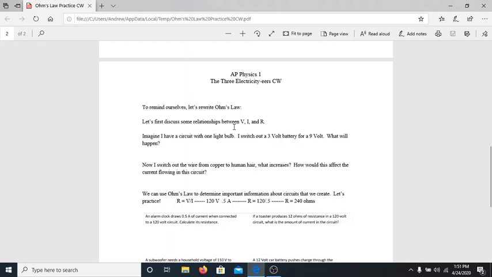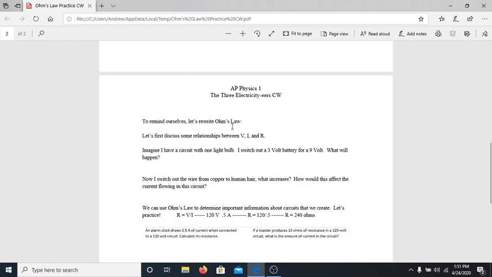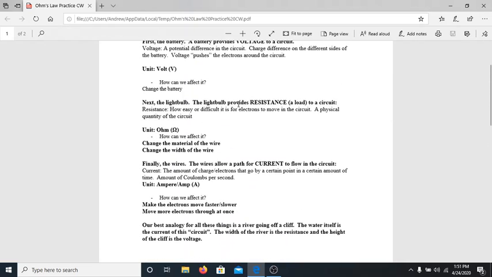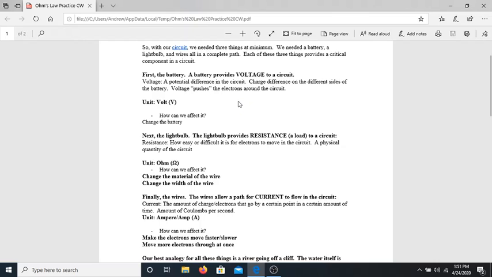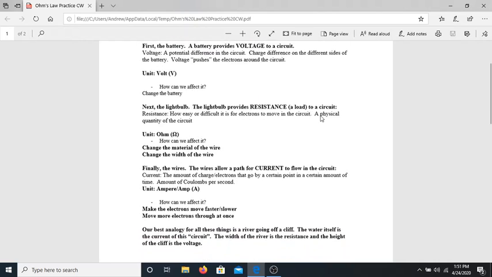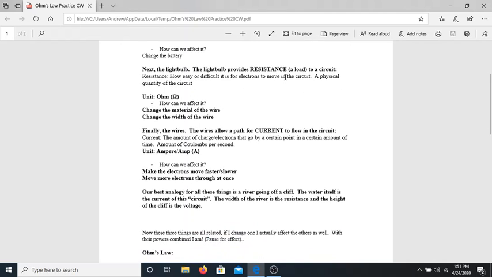So we already talked about in the first half of these notes the idea that there are three physical quantities that matter for circuits. Voltage is one. That's basically how much push there is of the electrons through the circuit. The second one was resistance. That was basically how easy or difficult it was for electrons to move in the circuit. And remember, that's just a physical quantity of the circuit itself.